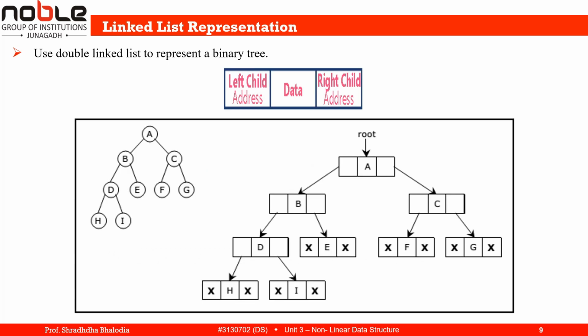Now we move forward about linked list representation of binary tree. So we can use double linked list to represent binary tree because binary tree has maximum 2 children.